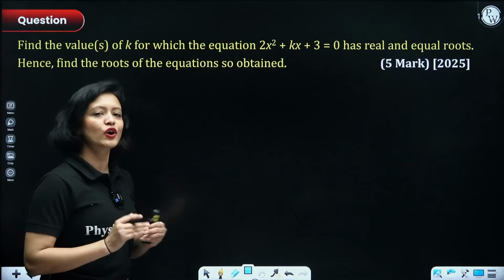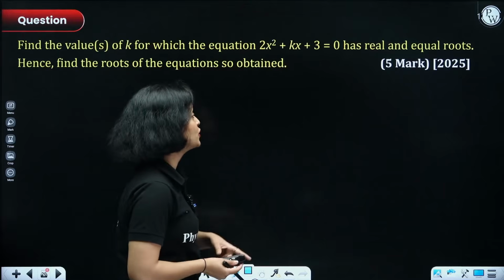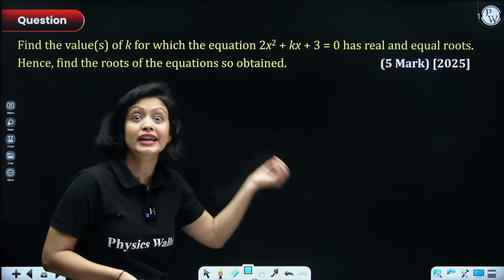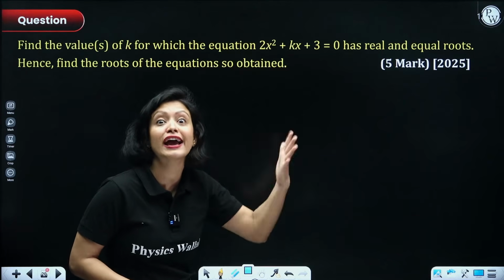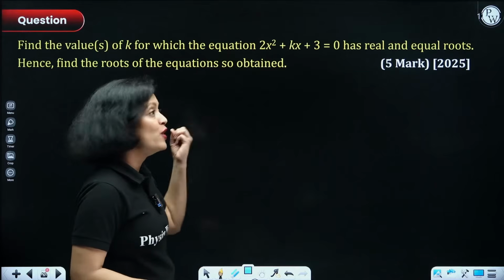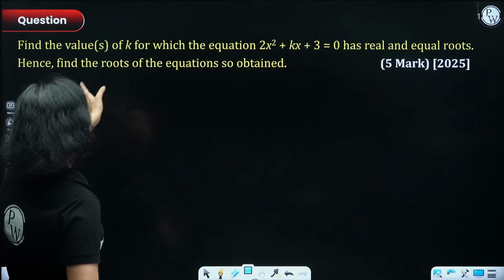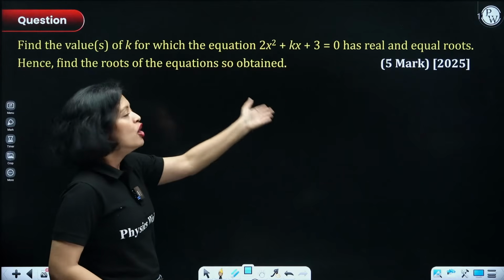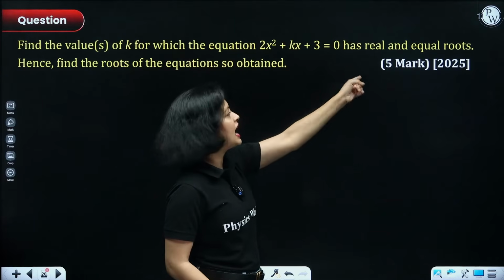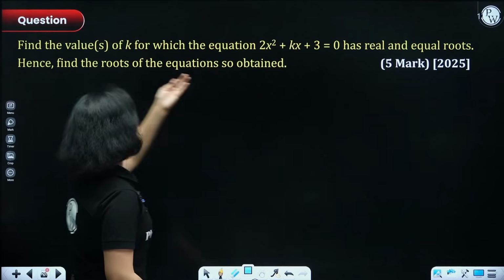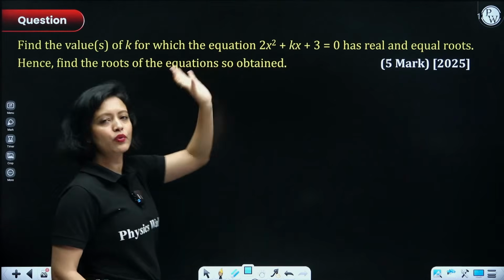With that, let's move on to the next type of problem. You can see that this problem here came in 2025 for 5 marks, guys. 5 marks. Okay, so let's see what kind of problem it is. So here what we have to do is we have to find the value of k for which this quadratic equation has real and equal roots, and then subsequently we have to find the roots of the equations also.